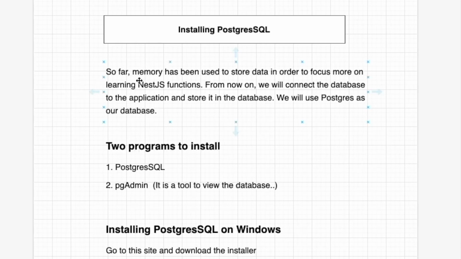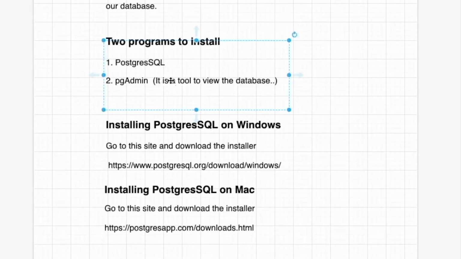So far, our memory has been used to store data in order to focus more on learning Nest.js functions. But from now on, we will connect a database like Postgres to the application and store the data in the database. So we will use Postgres as our database. The two programs we need to install are Postgres and pgAdmin. pgAdmin is a tool to view the database.